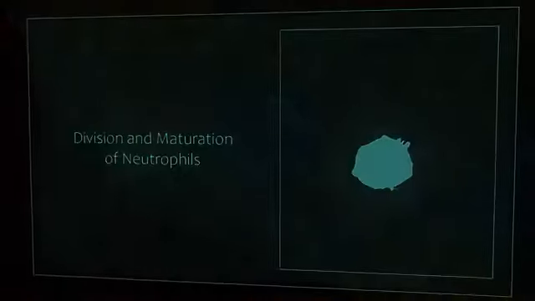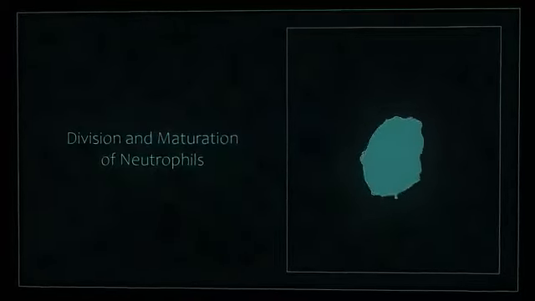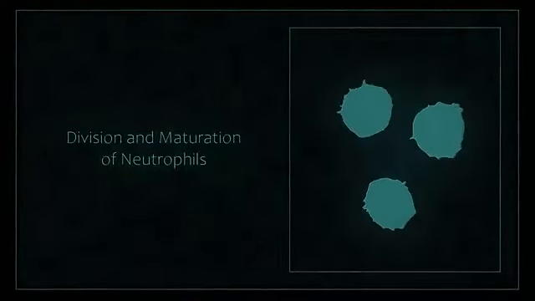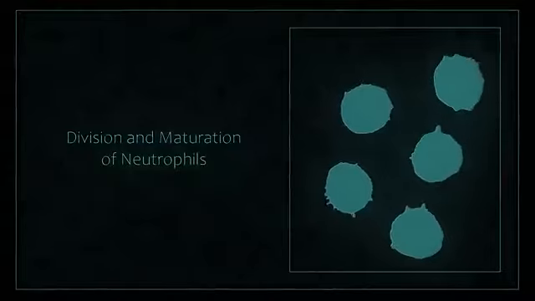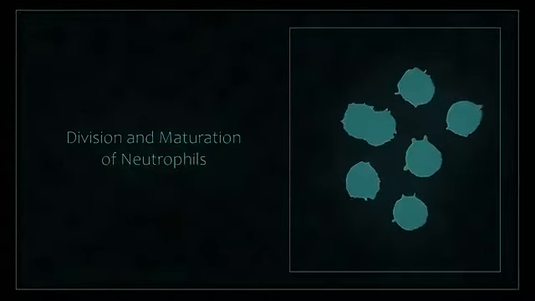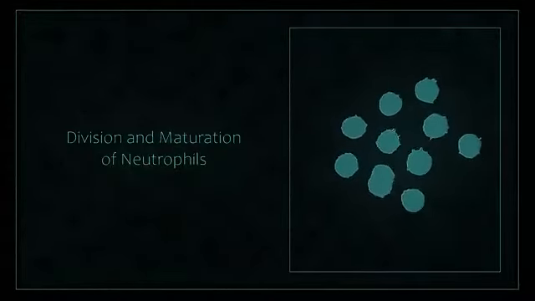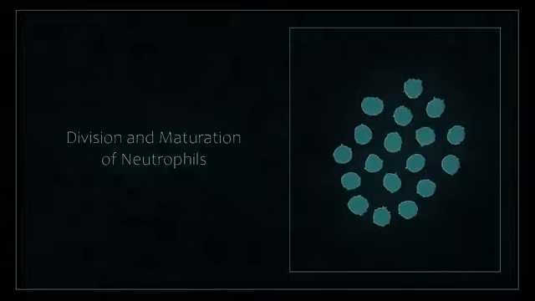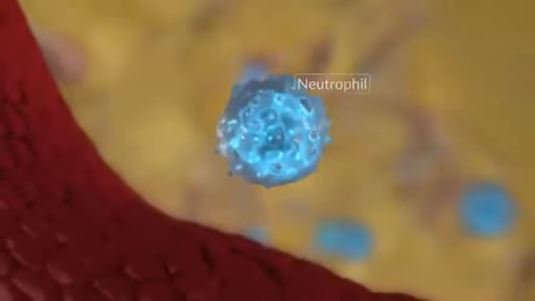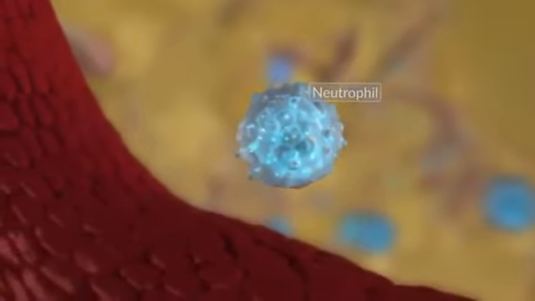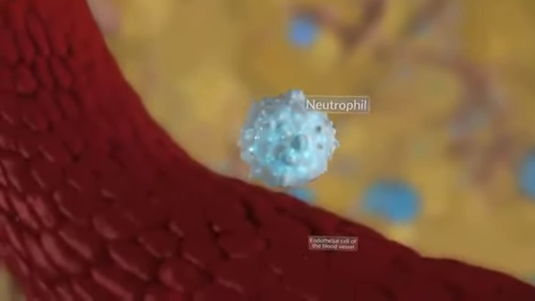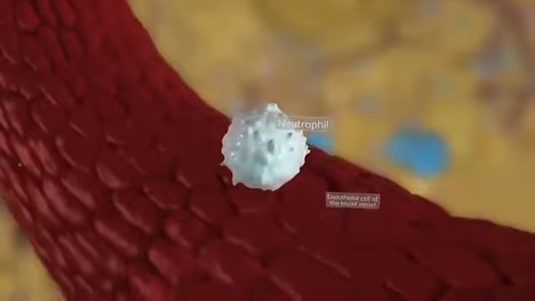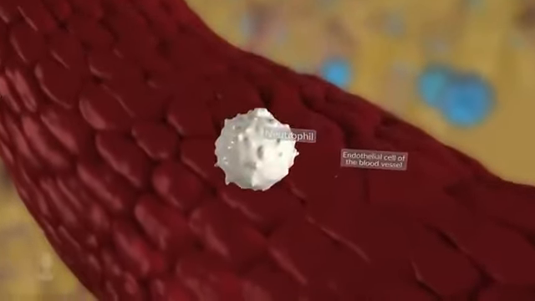The progenitor cells divide again and again. Thus, a single stem cell becomes many immune cells or leukocytes. A common immune cell is the neutrophil. Some of the neutrophils remain in the bone marrow, while others make their way into the bloodstream.